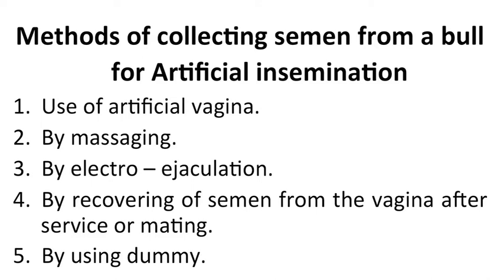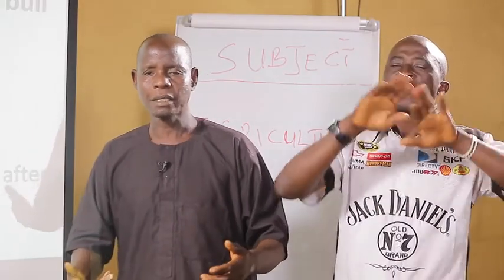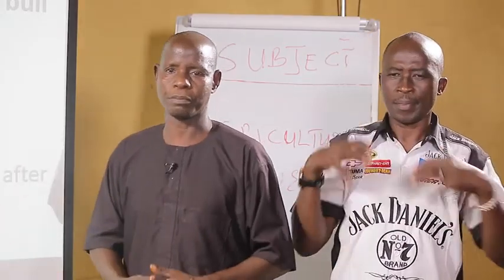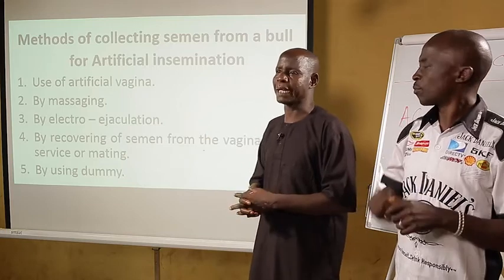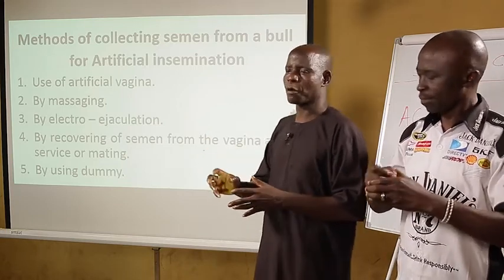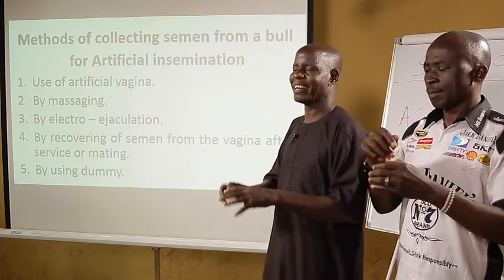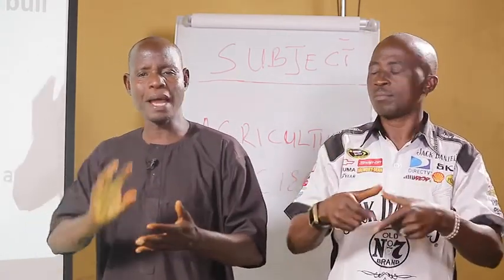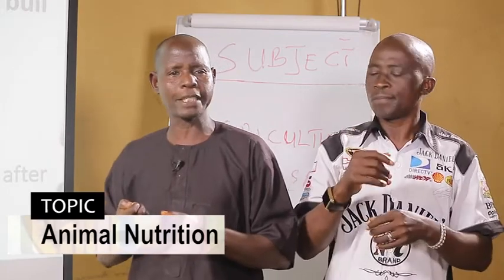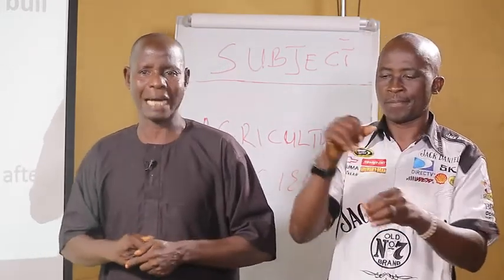Method of collecting semen from a bull for artificial insemination. That is, how do you collect spermatozoa from a male animal for artificial insemination? 1, by using artificial vagina. How do you use artificial vagina? You use the artificial vagina, massage the male reproductive organ, and deceive the male animal. The environment of the artificial vagina is made the same as that of a natural vagina, so the male animal will think it is a natural vagina. It will release the spermatozoa, and then you just collect it and store it in the sperm tank.